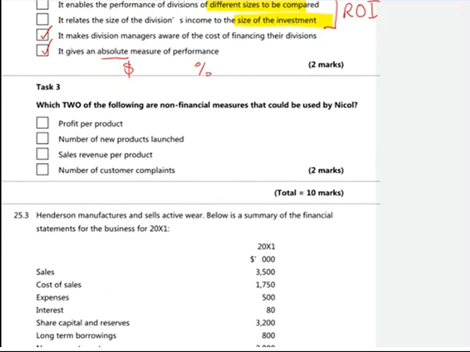So for the final part, we're asked to choose 2 non-financial measures that could be used. So I'm looking at something that doesn't have a financial value. So immediately, profit and sales revenue should leap out as being inappropriate. They are financial measures. Either of the other 2 would be acceptable as non-financial measures.